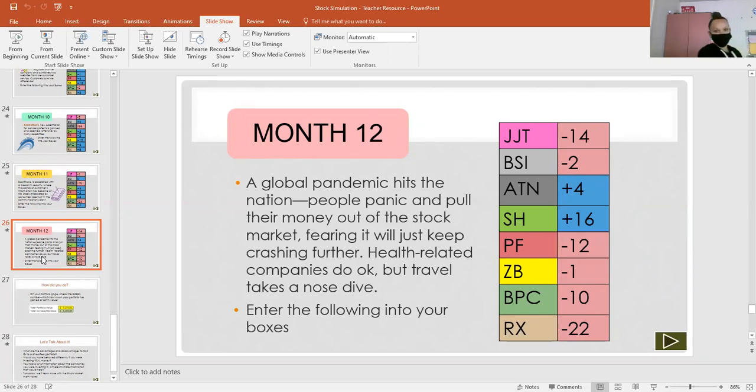So here, Aromathon does okay with their essential oils, and Smart Health is doing pretty well with the medical, that's the insurance one.